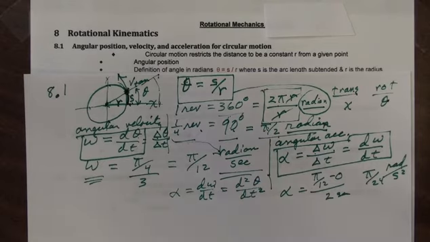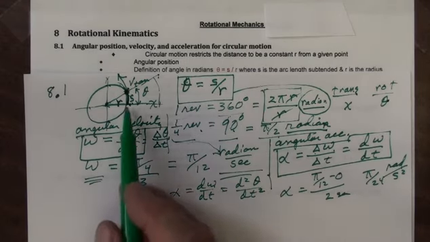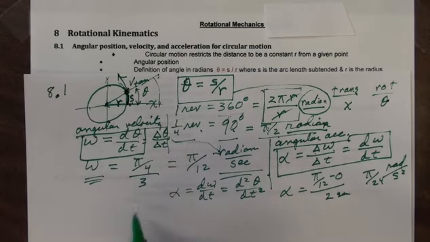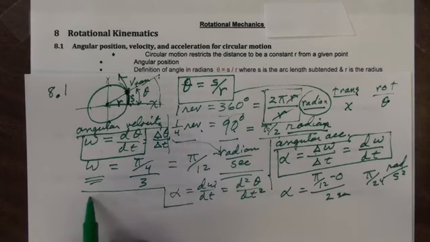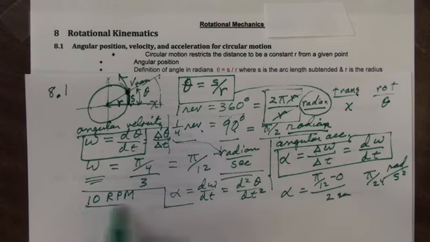If we were to take one final example, let's suppose that something makes a revolution. Let's say it has 10 RPMs. What do we mean by RPMs? We mean revolutions per minute. You can also have RPS, or revolutions per second, or revolutions per hour for things going slowly. So how would we convert this? We know that that's an angular velocity, omega. How would we convert it to our standard form?